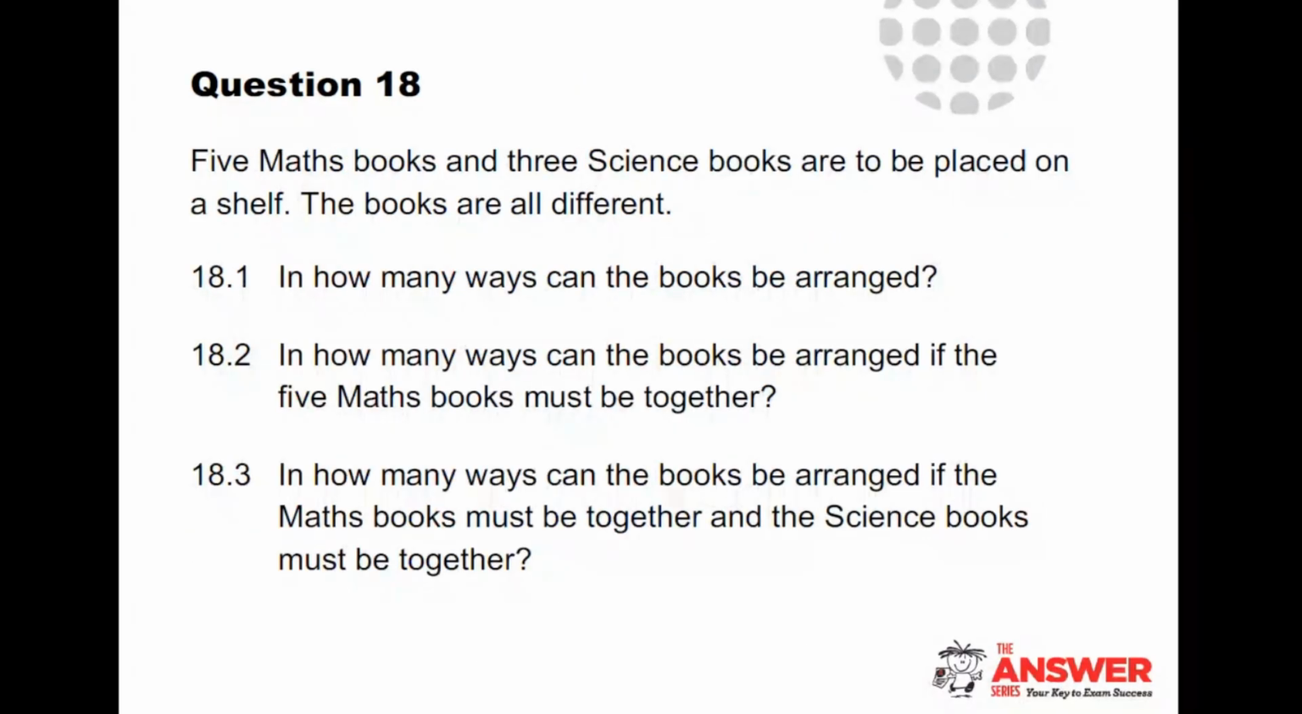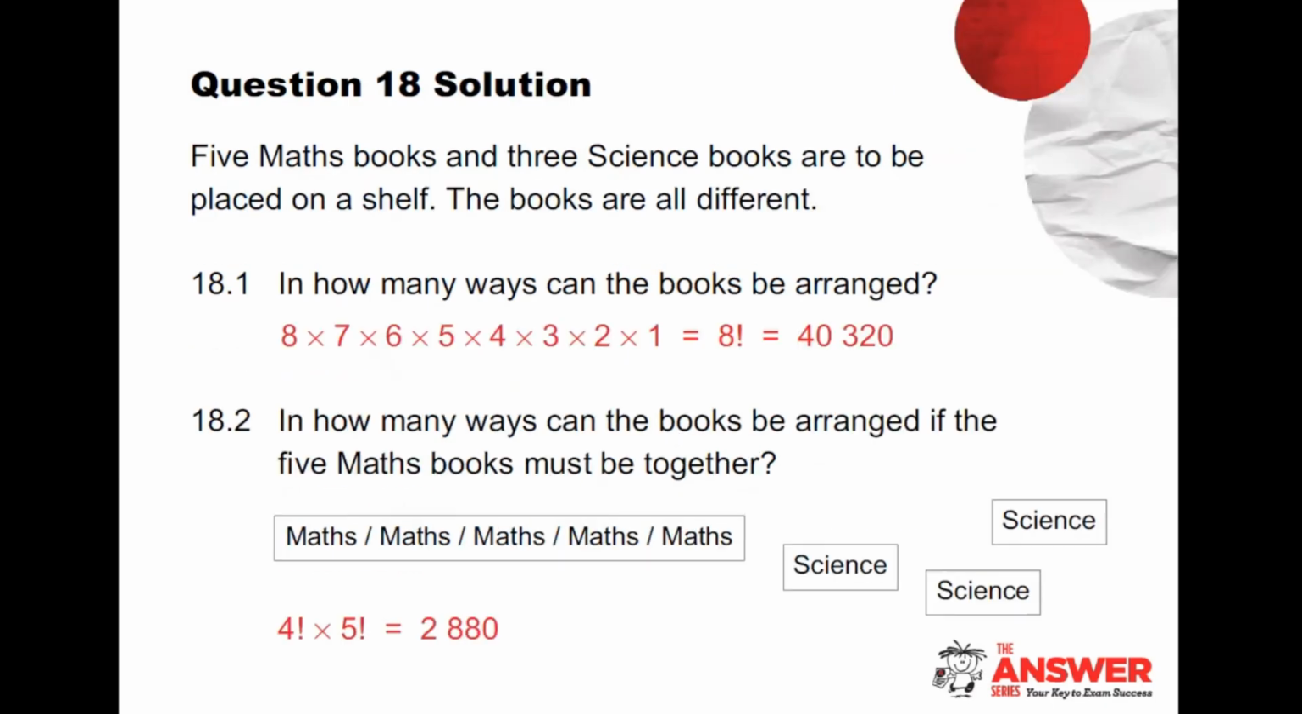Question 18. Okay, 5 maths books, 3 science books are to be placed on a shelf. The books are all different. In how many ways can they be arranged? In how many ways can the books be arranged if the 5 maths books must be together? In how many ways can the books be arranged if the maths books must be together and the science books must be together? Okay, so I'm going to move a little more quickly on this one because I think we're getting the hang of these now.